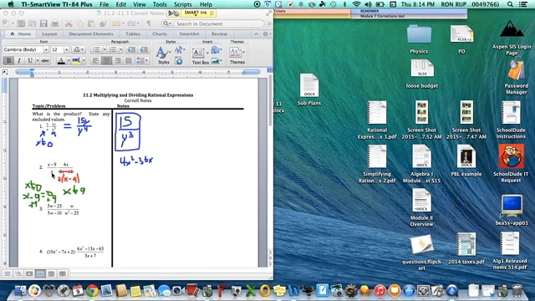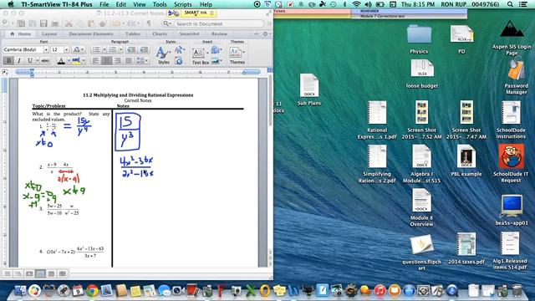2x times x is 2x squared. And negative 18 times x is negative 18x. So you can see the kind of mess we create when we multiply straight across. This looks really intimidating to try to simplify.